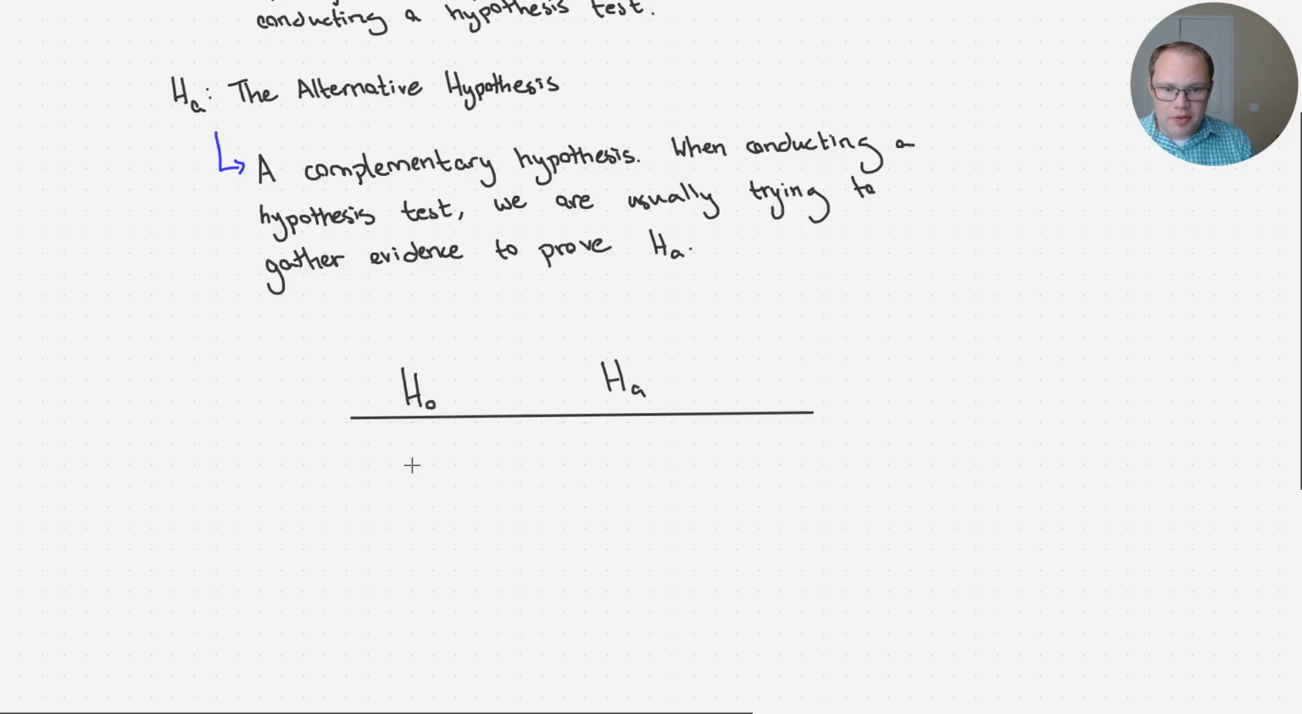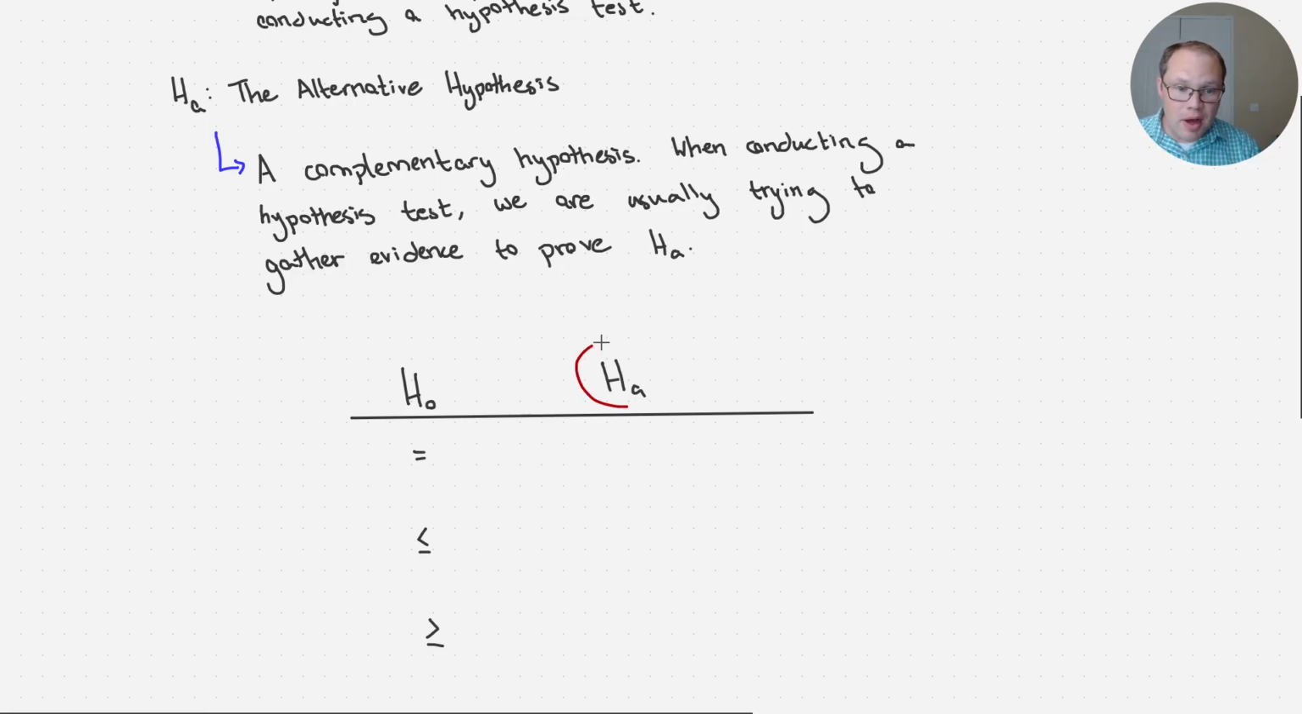For the null hypothesis, we always use a symbol with an equal in it when describing it using a mathematical statement. So we could use equals, or less than or equals, or greater than or equals. Those are the three options we can use when writing a mathematical statement for the null hypothesis.